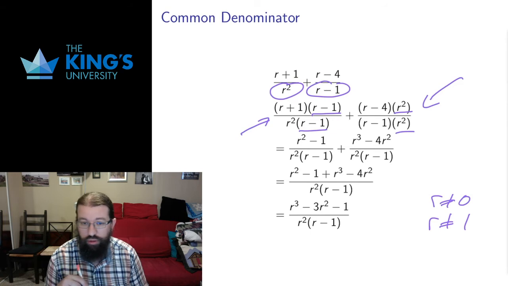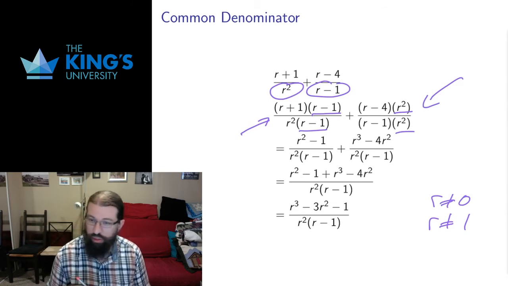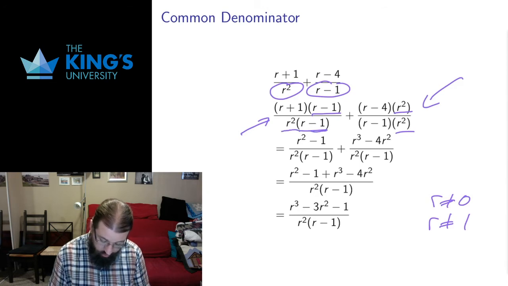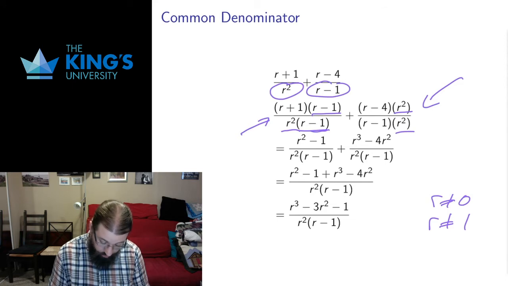I don't want to multiply denominator and numerator by 0, because that destroys the fraction and leads to division by 0. Short of that, I can multiply denominator and numerator by the same thing, and this gives me a common denominator of r squared times r minus 1. And now, since the two things have the same denominator, I multiply these numerators through.